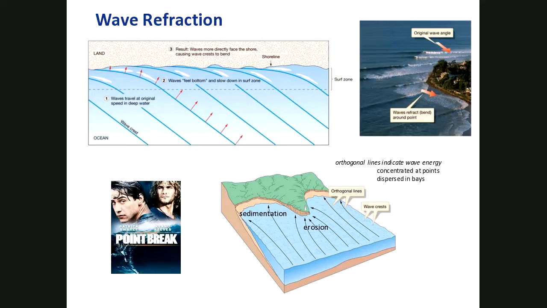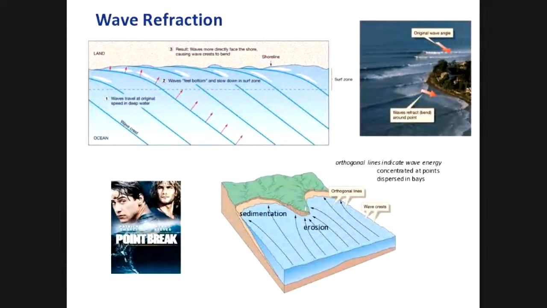This is where we get this whole idea of wave energy causing erosion and sedimentation. Orthogonal lines are lines of the same amount of energy, so these indicate the same amount of energy. As we reach an area called a break, this is a break right here, the wave energy is concentrated on the point of that break.